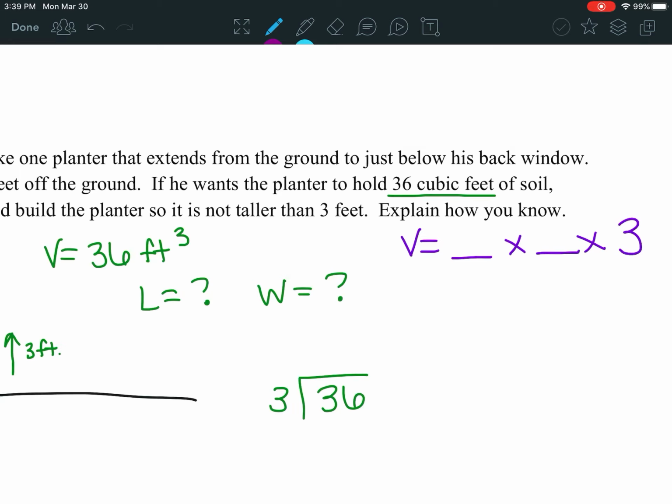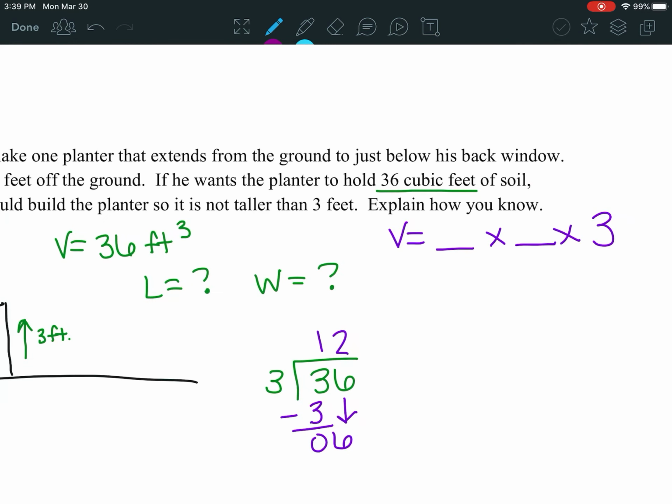So back to solving. 3 can go into 3 one time. 1 times 3 is 3, and we subtract, get 0. We drop our 6. 3 goes into 6 2 times. 2 times 3 is 6, and we get 0. So now I have 12, and I know that 12 is equal to my length times my width.